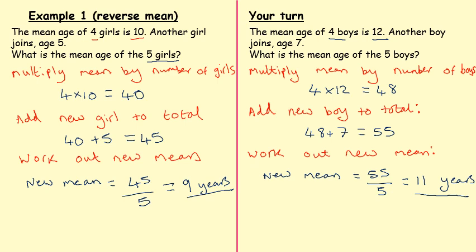And then we work out the new mean by dividing by the new number of boys. So the total age of the 5 of them is 55, and we divide it by 5 because there are 5 boys, so we get 11 years.